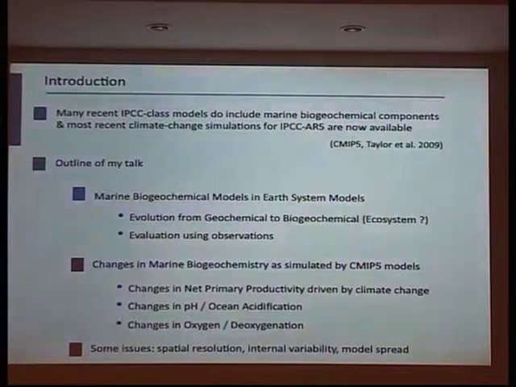Then that's the core of my lecture here. I will say a few words about the changes in NPP driven by climate change and how this is simulated by the CMIP5 models. So CMIP5, that's the comparison exercise, the Coupled Model Intercomparison Project, that is used by IPCC AR5 to basically diagnose and project how climate will change under human perturbations. So changes in net primary productivity driven by climate change, then I will focus on changes in pH and changes in oxygen. And I will mention some issues or challenges for the future.